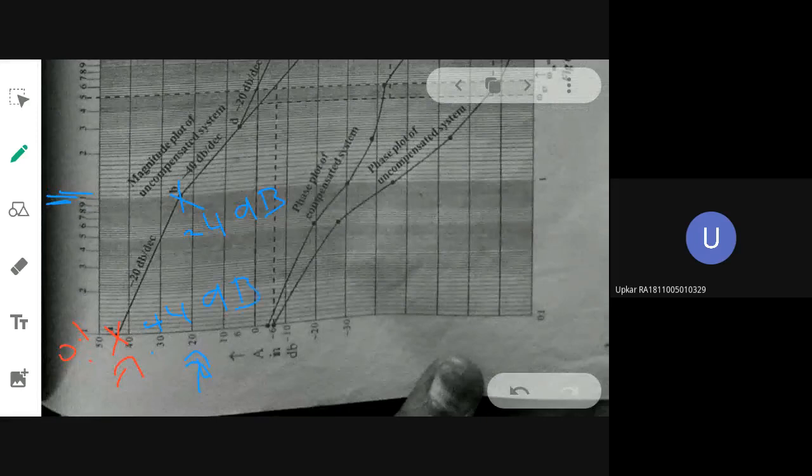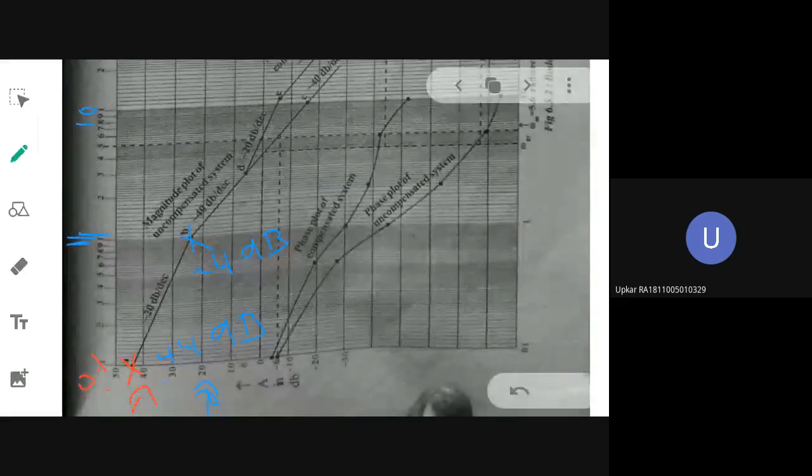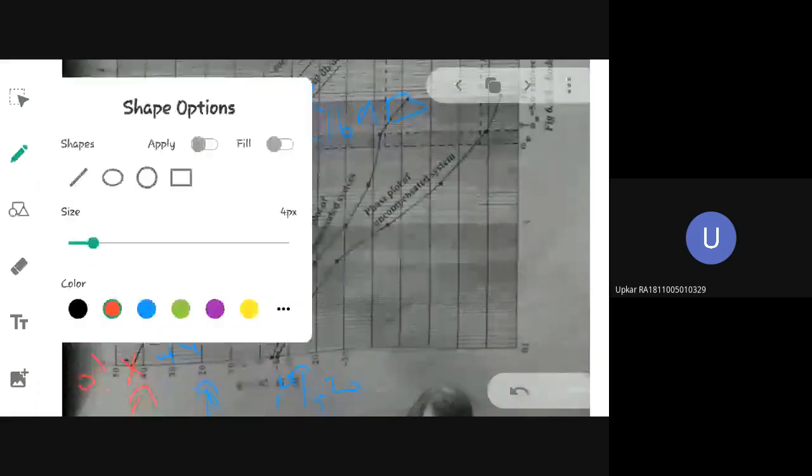The next point comes around 10 radian per second, that is omega H. So this is my 10. What is the value? Minus 16. This minus 16 will come around here, because here it is minus 10 and here is minus 20; in between I have my minus 16. I think this is my point, my minus 16 dB. Then I will join all these points using a scale. I have the 3 points, and I will join them by a scale.